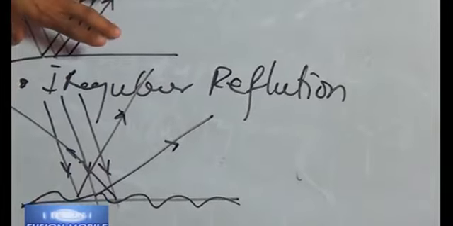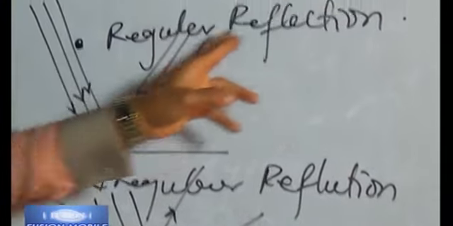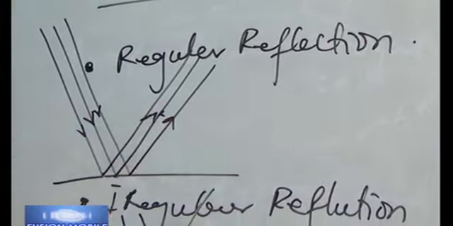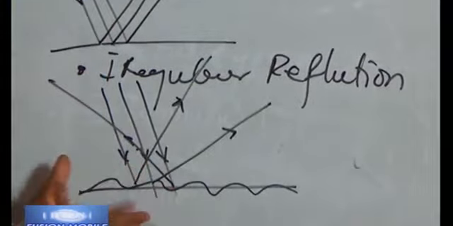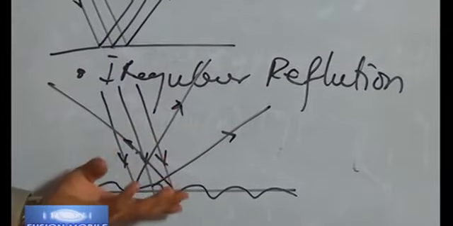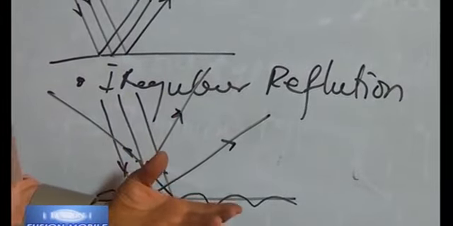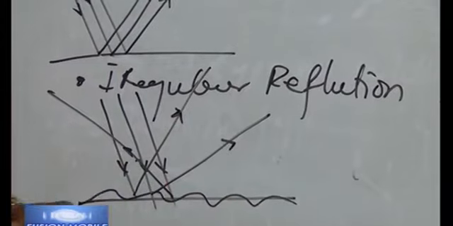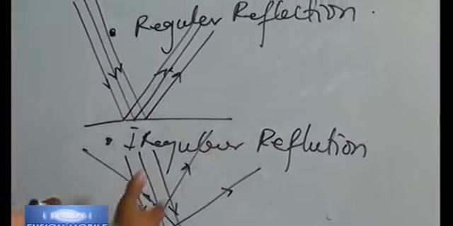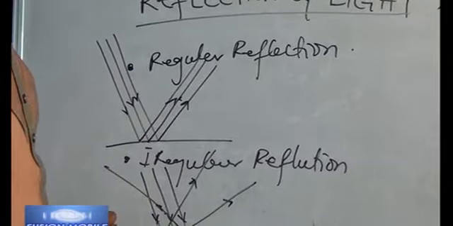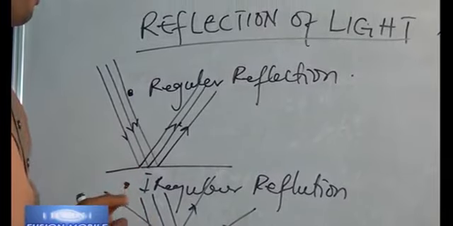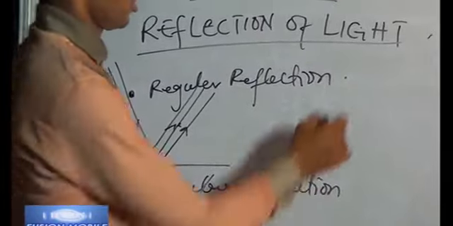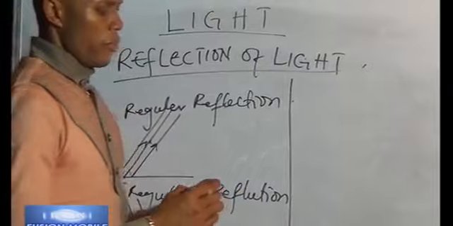So when it's on a smooth surface and moving in the same direction, we call it regular reflection. And when it's on a rough surface and scatters after reflection, we call it what? Scattered reflection or irregular reflection. From there, we'll enter laws of reflection. Listen carefully now because this part is very important. Laws of reflection.